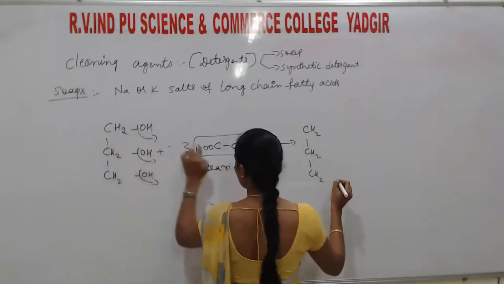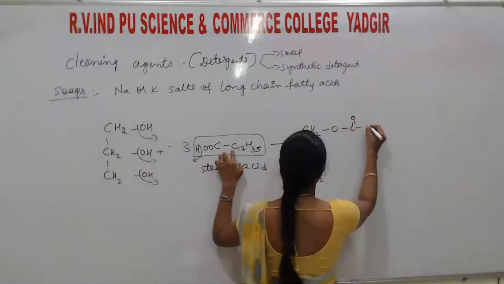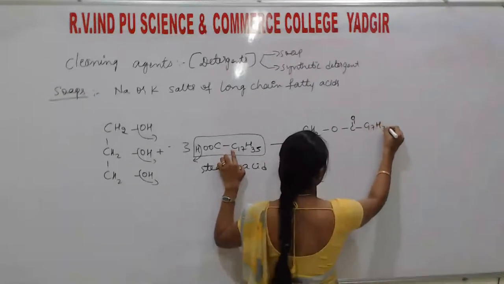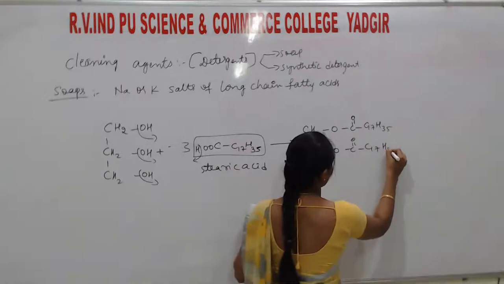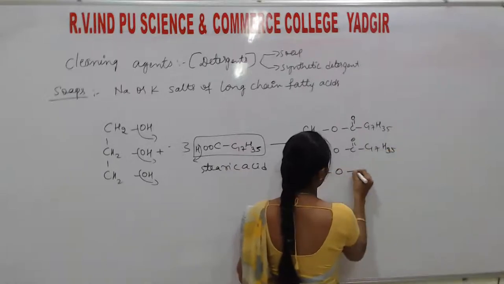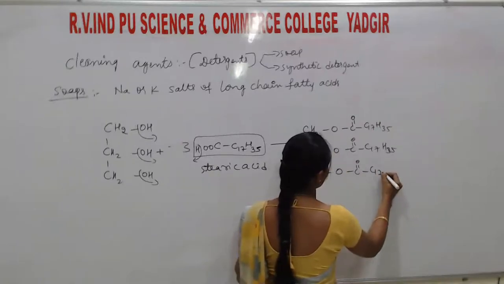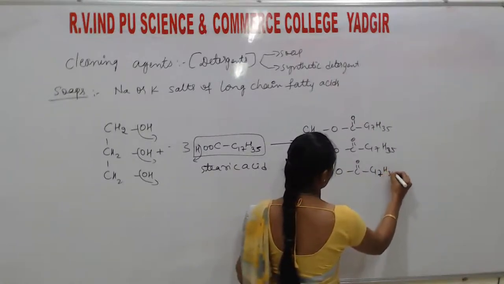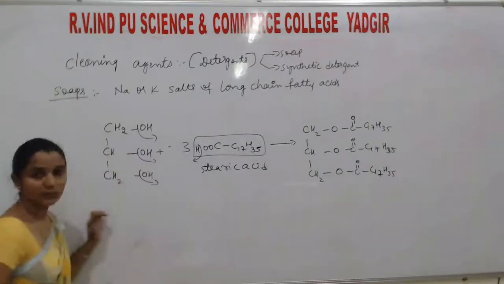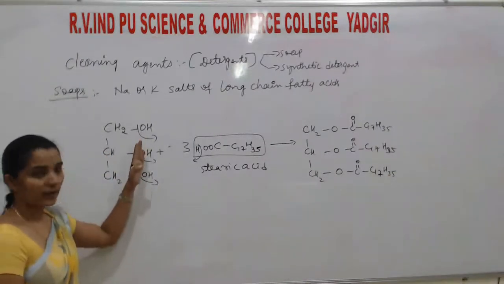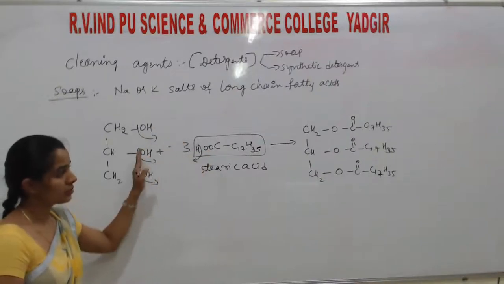To this CH2, here it is attached: O, C double bond O, C17H35. Three molecules are attached. To balance them, this one is H. Understand? I hope you understand. Here, a water molecule is removed, and by that, these two bonds form.